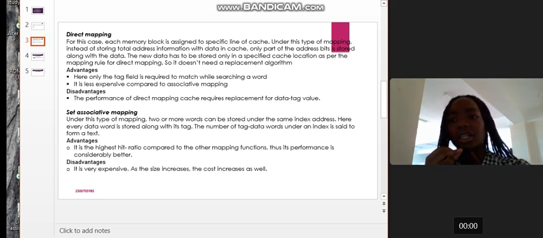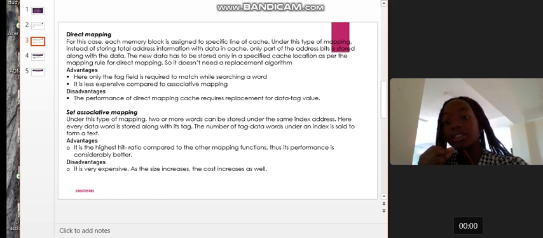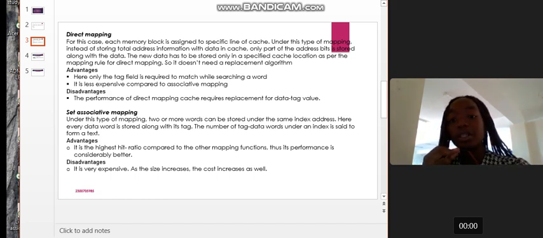The advantage here is that only the tag field is required to match while searching for a word, which makes it very easy, and it is less expensive compared to associative mapping. And the disadvantage is that the performance of a direct mapping cache requires replacement for data tag values.